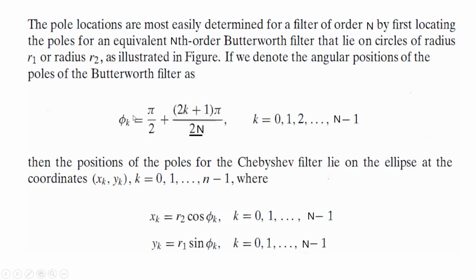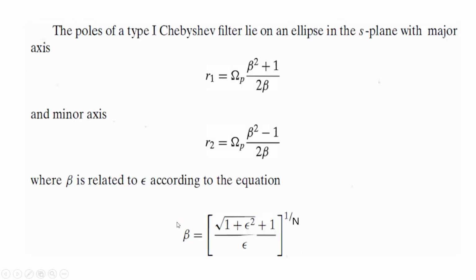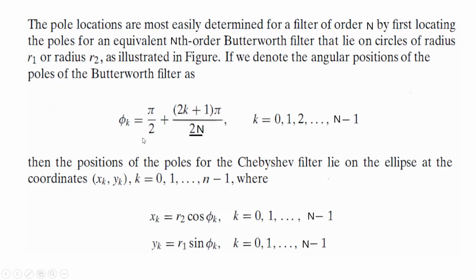Now, if we use this formula, then the positions of the poles for the Chebyshev filter will lie on the ellipse at the coordinates. These are coordinates we can find in the Cartesian coordinate system. If you plot these points, you will see that the poles lie on an ellipse, right? The x coordinate xk will be found from R2 cos phi k. R2 is the minor axis of the ellipse, and yk is R1 sine phi k.